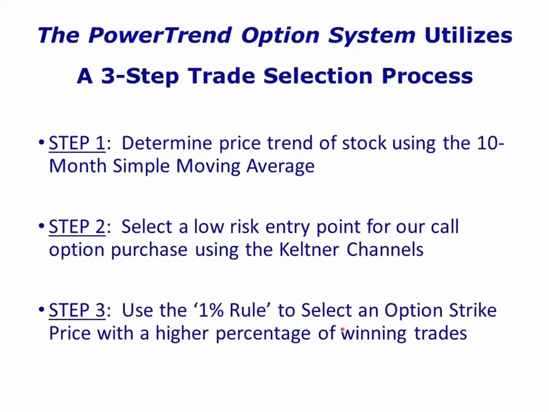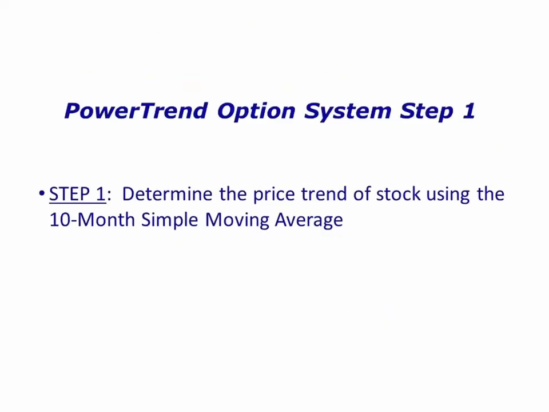And then step three is we use what I call the 1% rule to select an option strike price that will have a higher percentage of winning trades. So three steps for the PowerTrend option selection. We'll look at step one first.